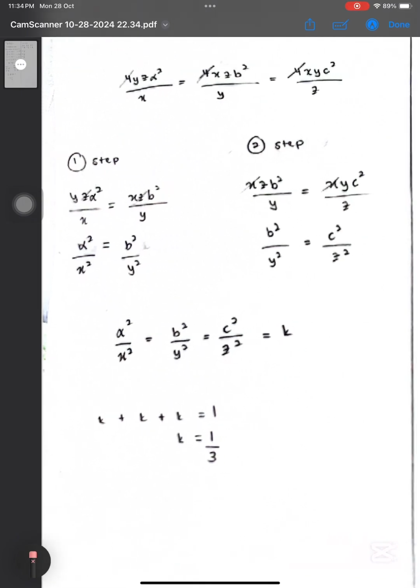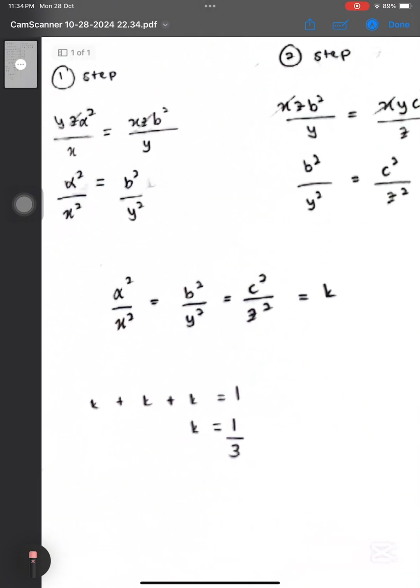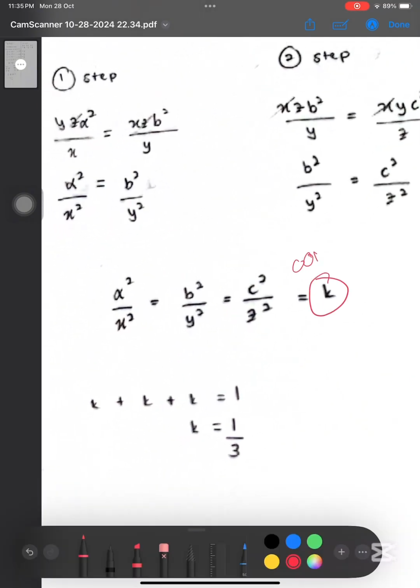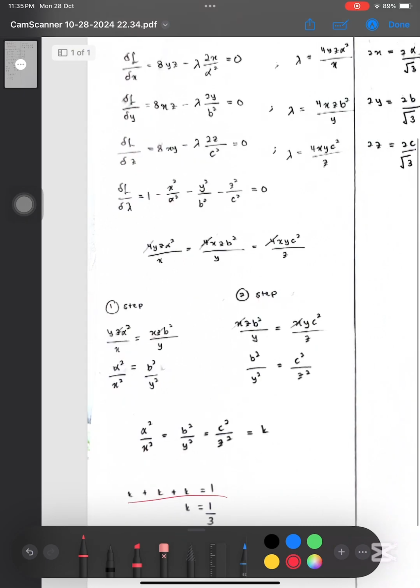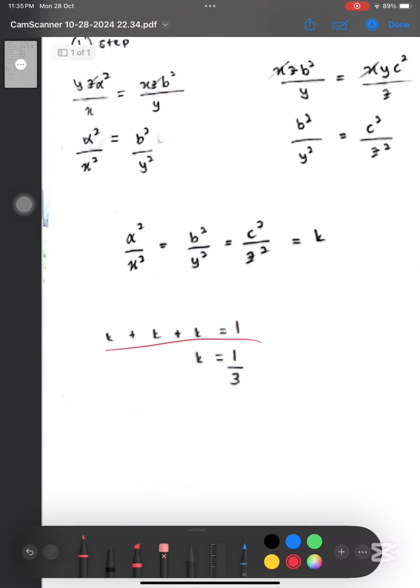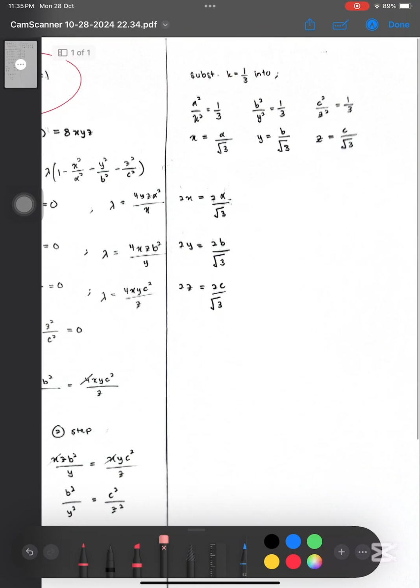Then we use the constraint to solve it more easily. We assume a squared over x squared equal to b squared over y squared equal to c squared over z squared is equal to k. Then we substitute k into the given equation, and the constant value is k equal to 3. Substituting k into the previous value, a squared over x squared equal to 3, and here we get x equal to a over root 3. The same goes for y and z.